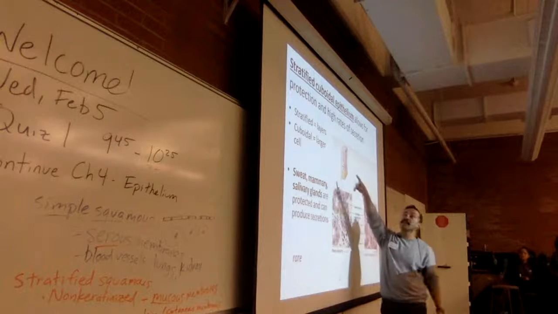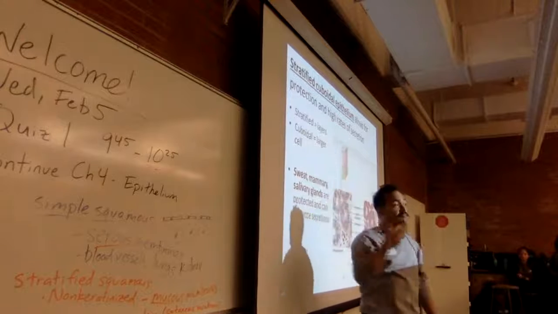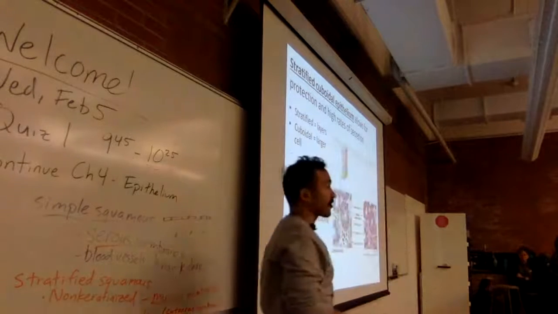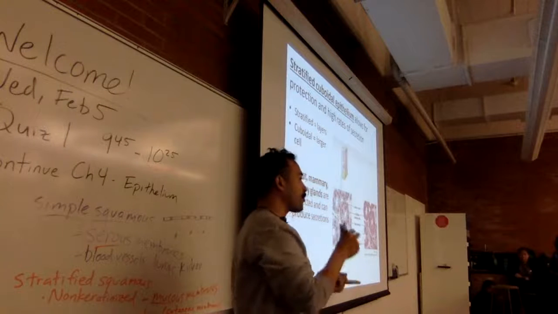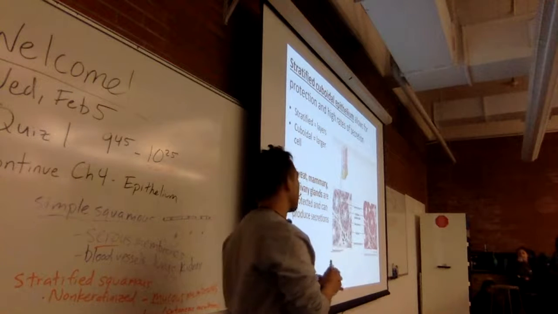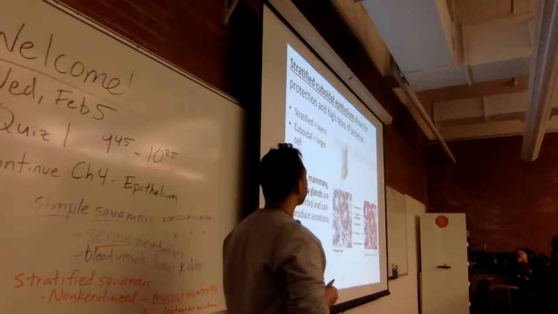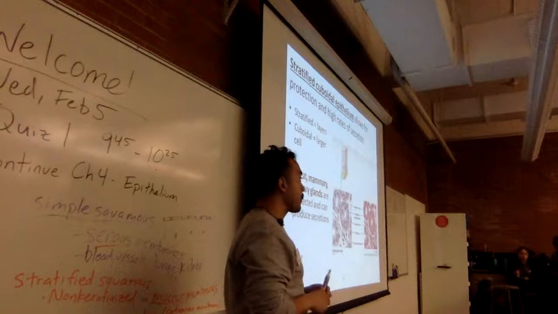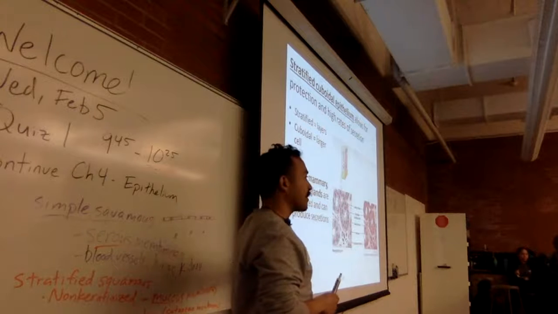By having more than one layer, that's protective. By having large cells, that allows for secretion. So it's both protective and allows for secretions. It's not as common.